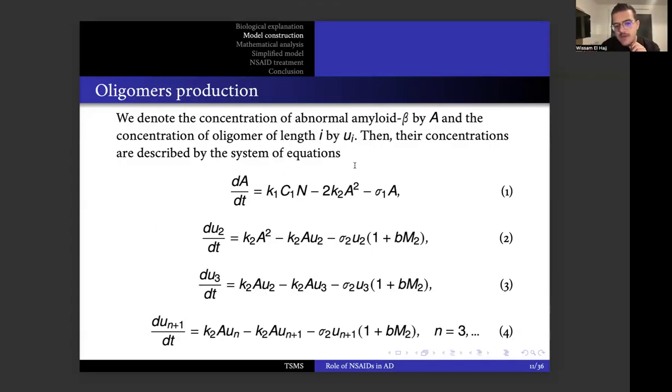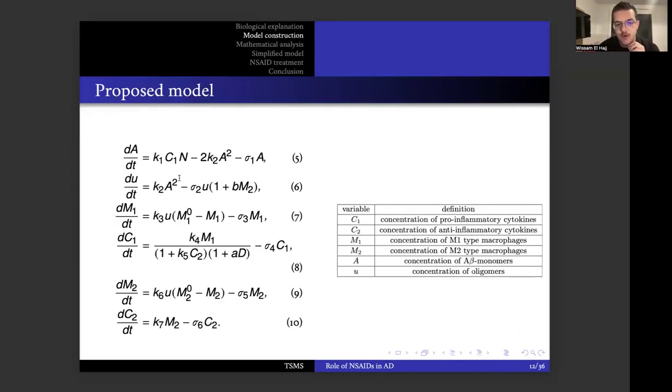We're going to do a mathematical process based on slow and fast variables, and we can reduce those equations and limit ourselves to the following. A is monomers, U is oligomers, M1 are pro-inflammatory macrophages, M2 are anti-inflammatory, and C1 and C2 are pro-inflammatory and anti-inflammatory cytokines respectively. The model is quite easy.